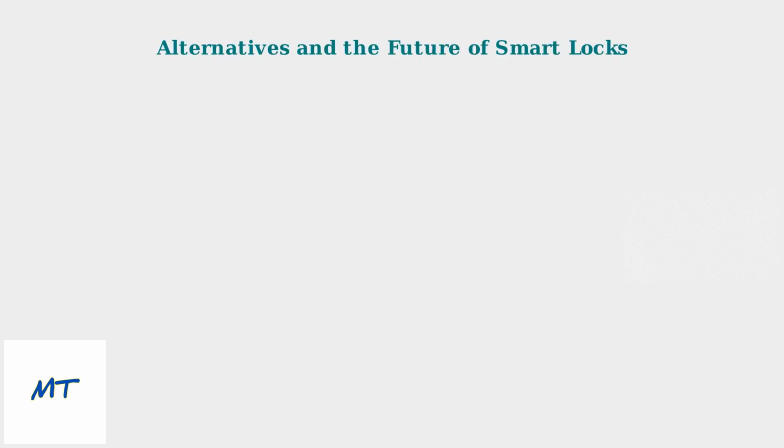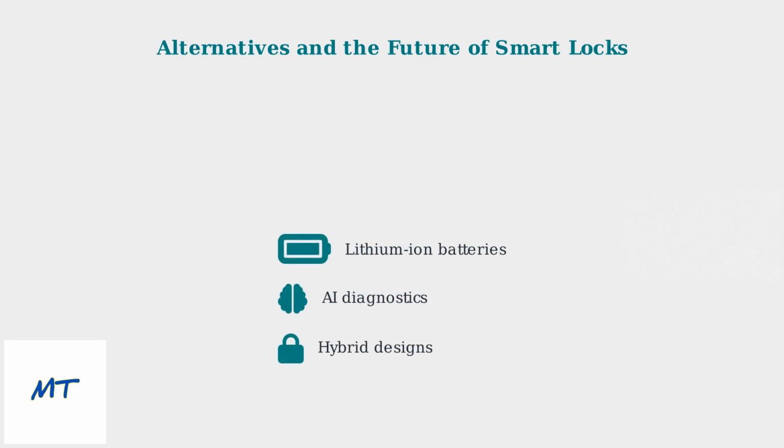If reliability remains a concern, consider alternative smart lock brands like Yale or Kwikset. The future of smart locks includes improved battery technology with lithium-ion options, integrated AI diagnostics for predictive maintenance, and hybrid designs combining app, keypad, and key for enhanced redundancy and security.